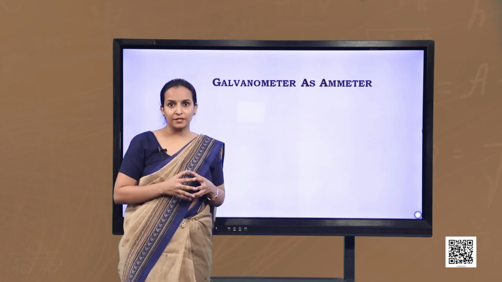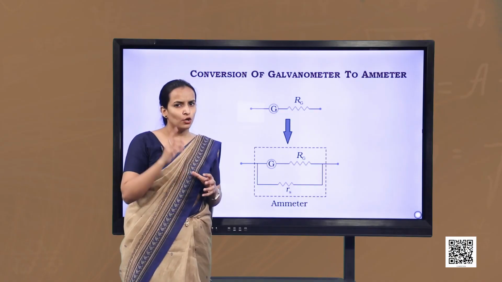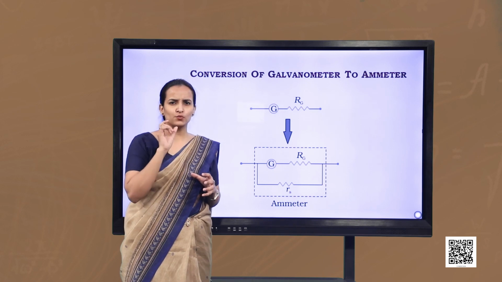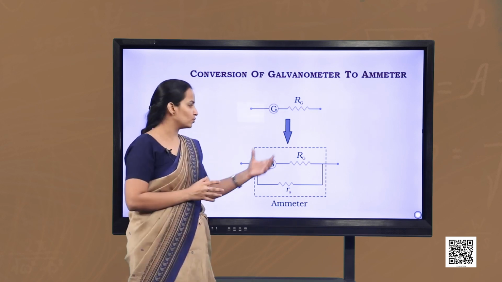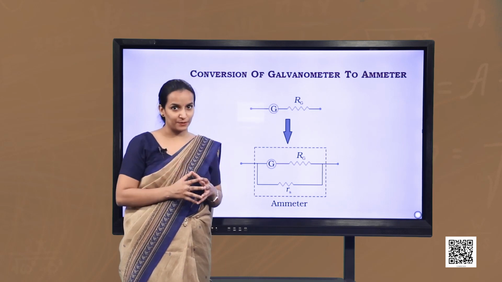Then what can be done? To overcome these difficulties, we will connect a small resistance called shunt resistance in parallel to this arrangement. In that case, most of the current passes through the shunt and a very small portion of current passes through the instrument. It prevents the damage of the galvanometer.